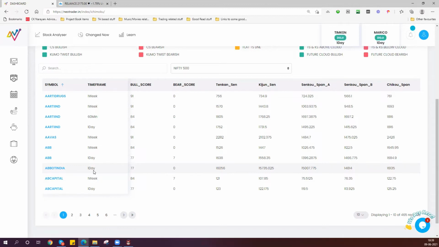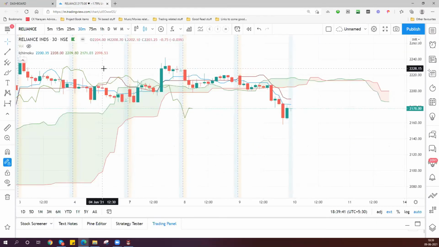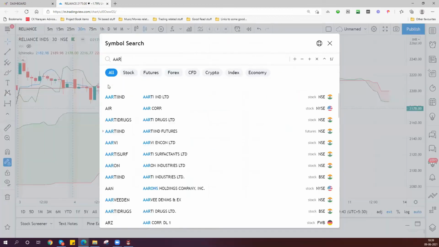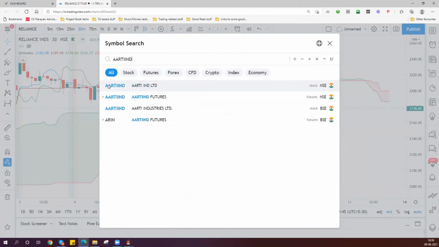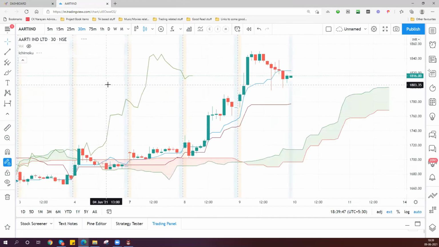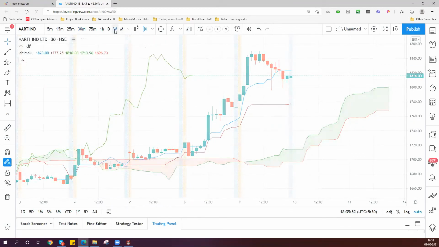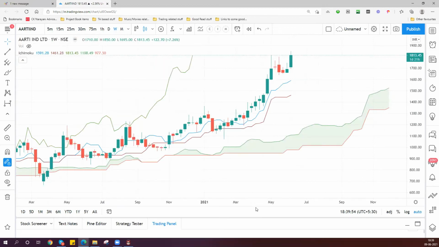So that becomes a little easier and it also becomes a little more visual, right? So now let me take the chart here. This is the Ichimoku chart, Aarti Industry, right? So I'm going to take the Aarti Industry chart. And now we found that Aarti Industry is bullish on the weekly chart.